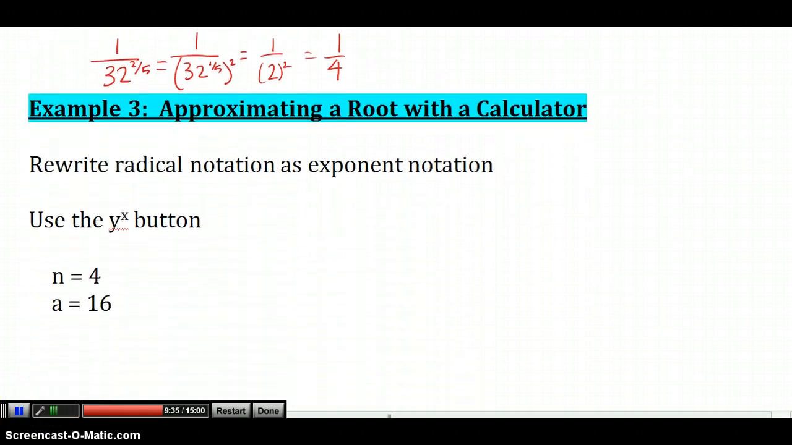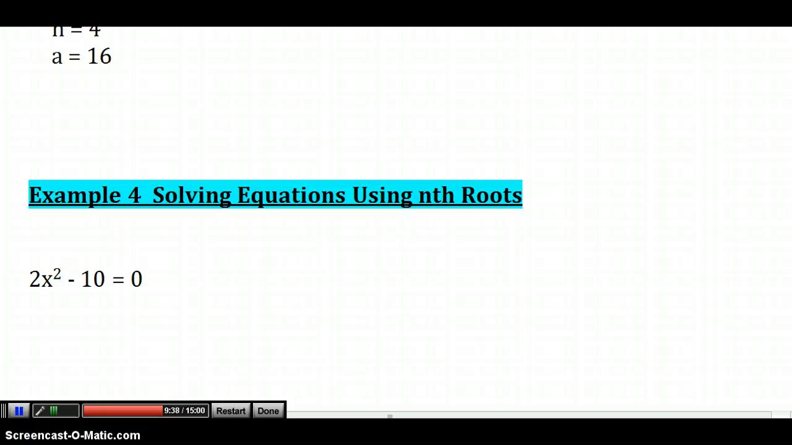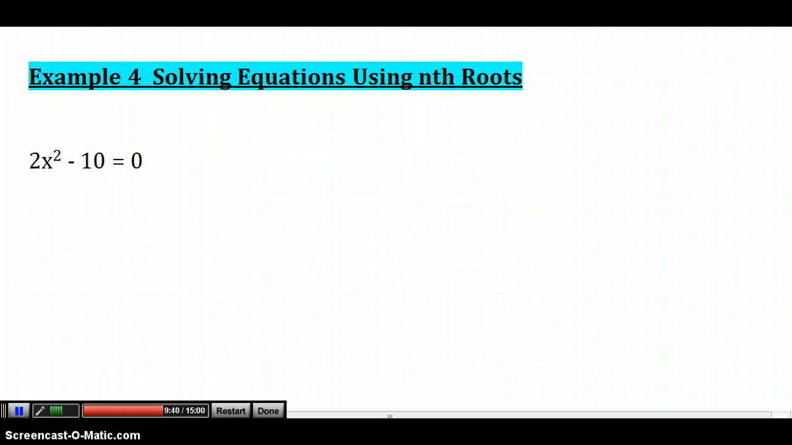We're going to be using our calculator in class, so I'm going to skip that little section. I want to go on to solving equations using the roots. So let's practice solving equations. We want to solve this equation for x. I hope by now you know how to start this. Get your x by itself, so add 10 to the other side. We have 2x squared equals 10.